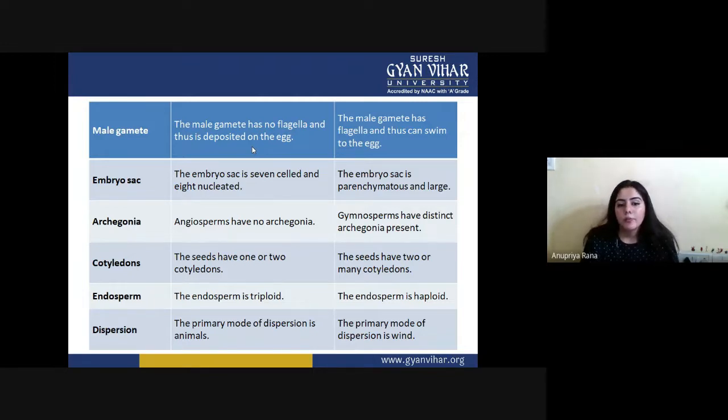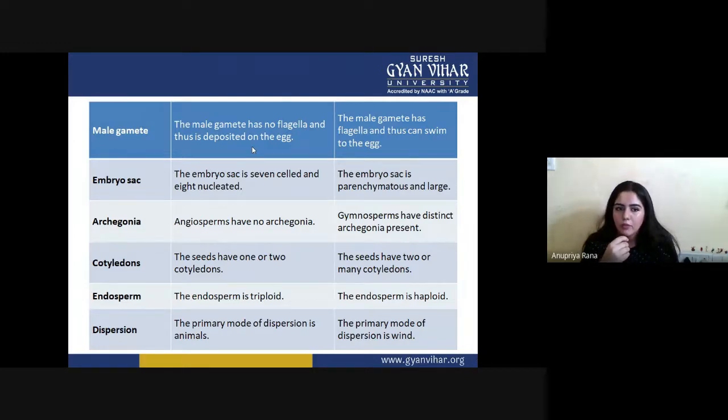Now the endosperm is generally triploid in the case of angiosperm because it is the result of double fertilization. As I already told you in the last 5 to 6 lectures, I explained how the double fertilization process takes place. So endosperm formation there is the result of double fertilization. And this endosperm is a haploid phase inside the gymnosperm plant.